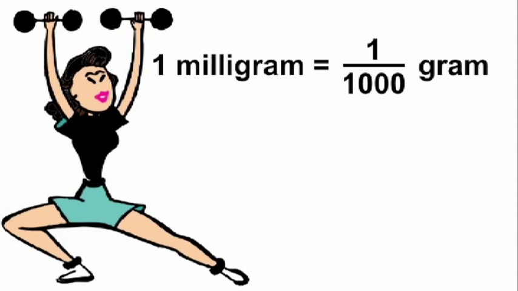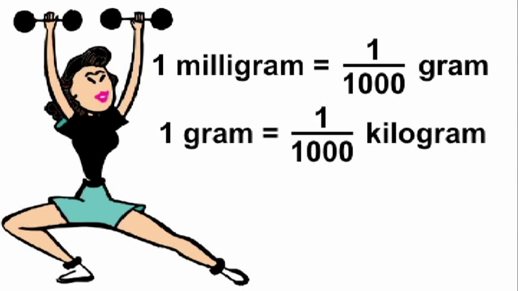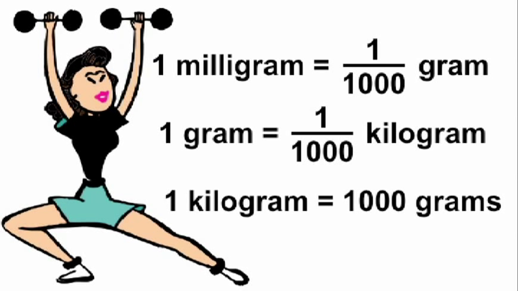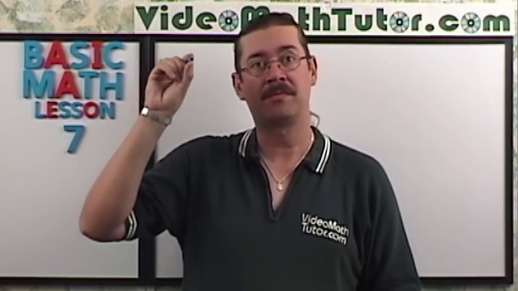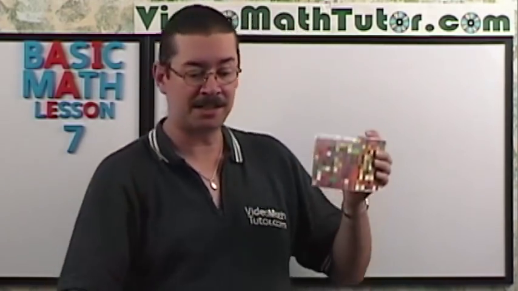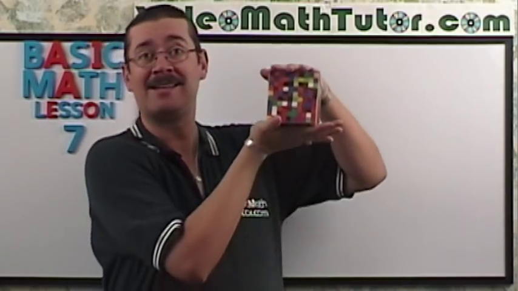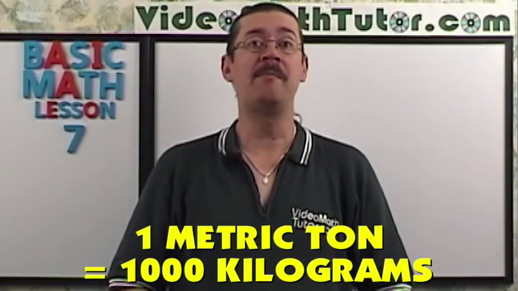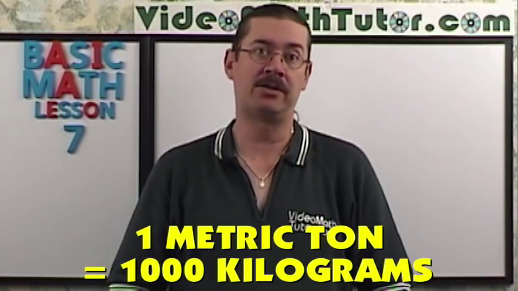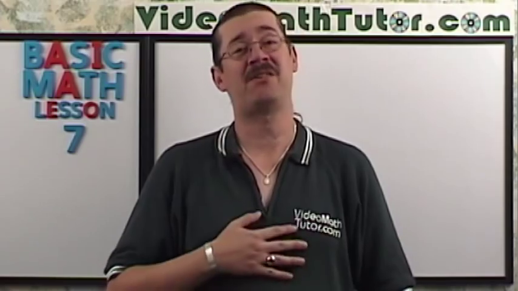1 milligram is equal to 1/1000th of a gram. 1 gram is equal to 1/1000th of a kilogram. 1 kilogram is equal to 1,000 grams. An example of a gram would be one of our little centimeter cubes that weigh 1 gram each. So 1,000 of them put together is 1 kilogram. 1 metric ton is equal to 1,000 kilograms, which is usually how I feel right after lunch.